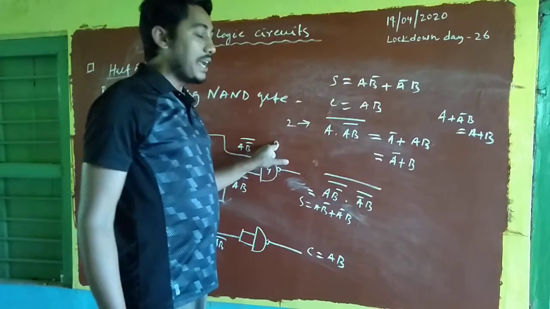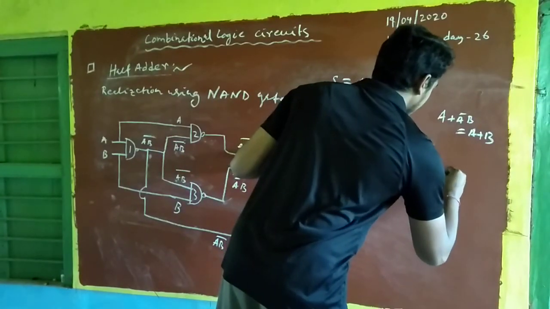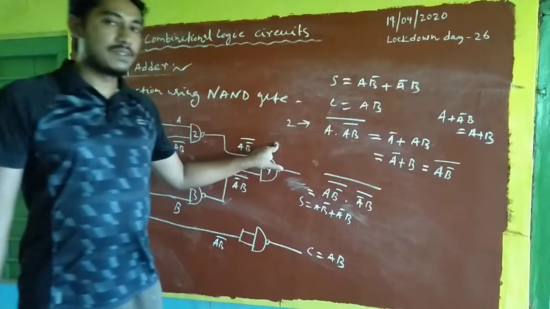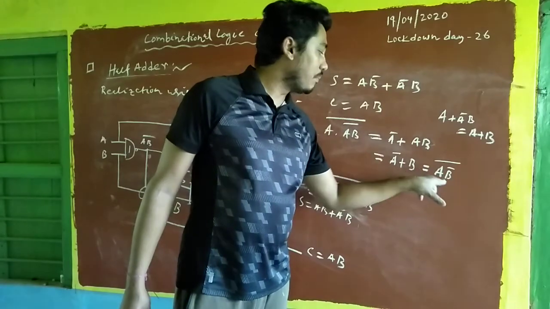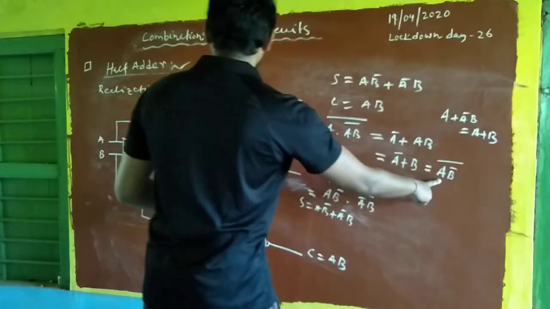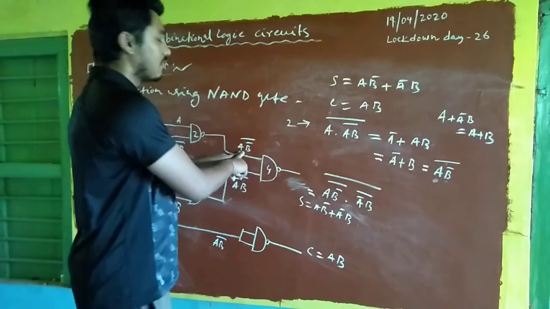Now again we will apply De Morgan's theorem here. A bar plus B is nothing but A B bar whole bar. Now we apply De Morgan's theorem here, that is A bar plus B double bar, so it is coming A bar plus B. So what is coming here? Finally we are getting A B bar whole bar. Now we have written it.